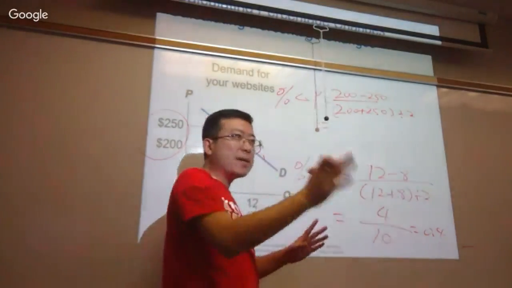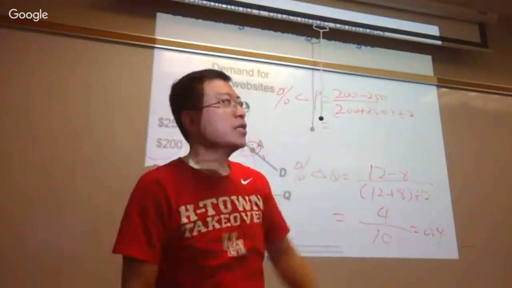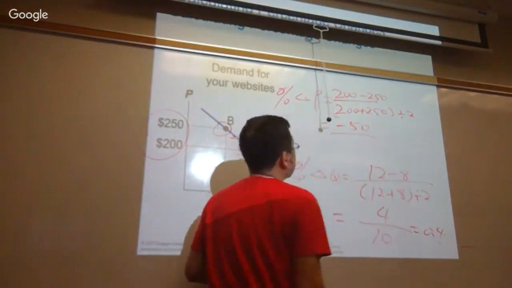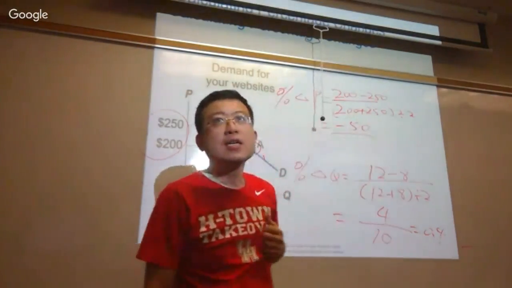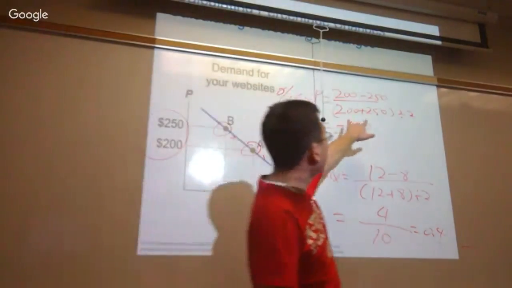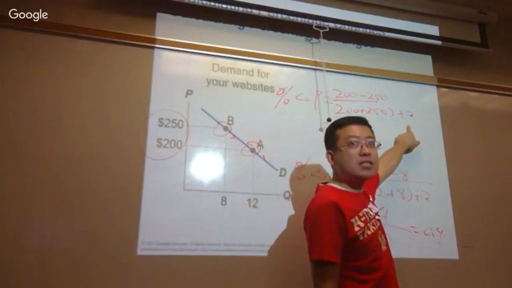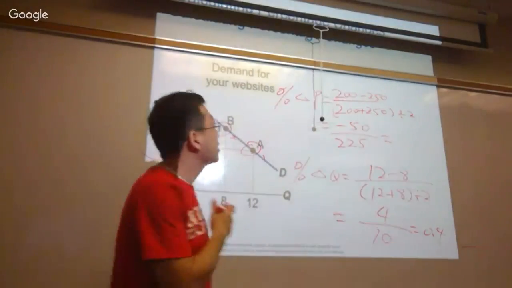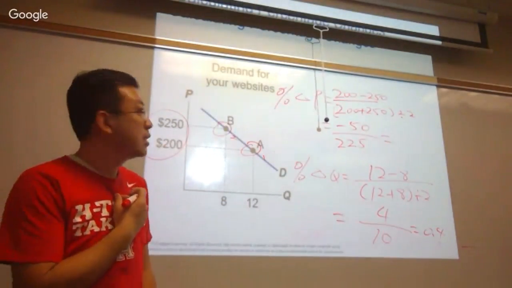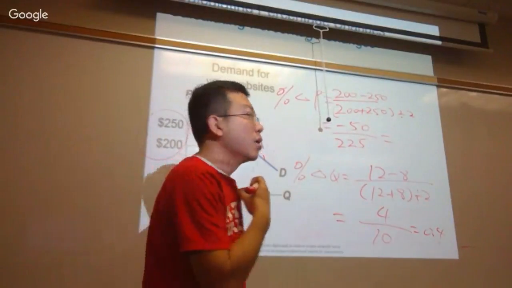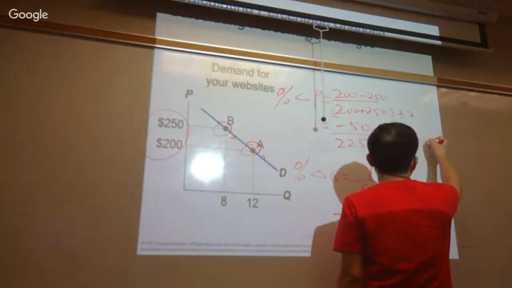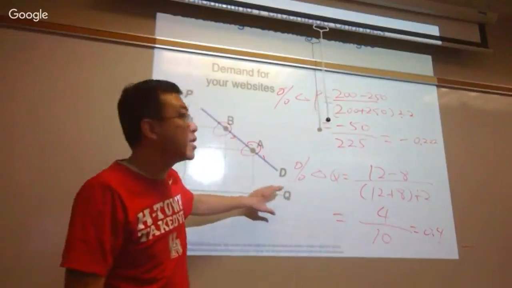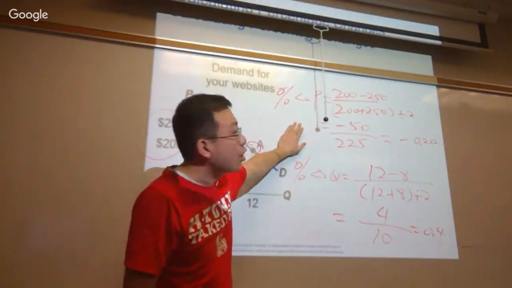Now, again, I'm gonna do step by step, okay? So first, 200 minus 250, how much is that? Negative 50, so minus 50 on top. Now on the bottom, 200 plus 250, how much is it? This is 450, right? And then divided by 2, how much is it? 225. So what is our percentage change in price? That's negative 50 over 225. How much? Negative 0.222. Okay. So 0.4 is our percentage change in quantity. 0.222 is our percentage change in price.